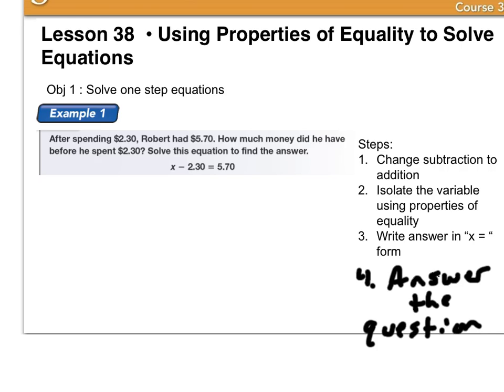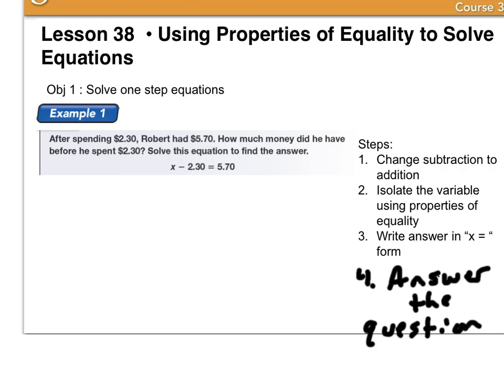Okay, so here's our example. It says, after spending $2.30, Robert had $5.70. How much money did he have before he spent $2.30? And it says, solve this equation to find the answer. So we're trying to find out how much money did he have. So we're saying that how much money he had minus the money he spent equals what he has left now.